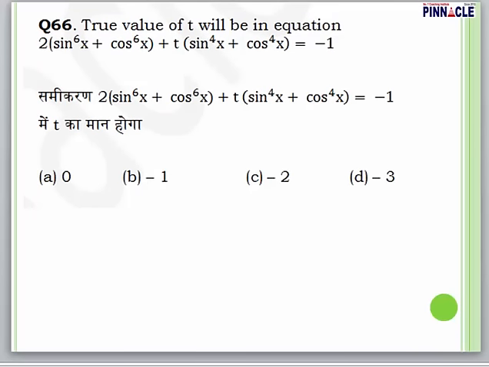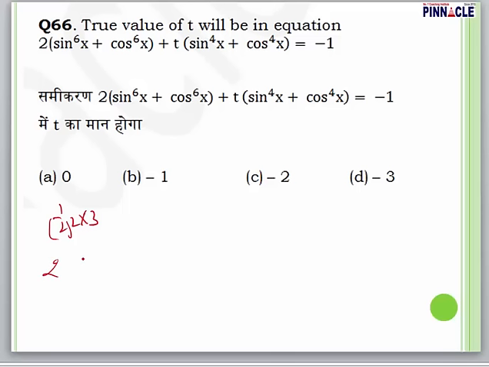The true value of this will be in the equation. In the equation, put a value. For example, let's put x equal to 30. Then we will have 1 by 2. So 2 into 2 is 4, and 4 to the power 3 would be equal to 64.